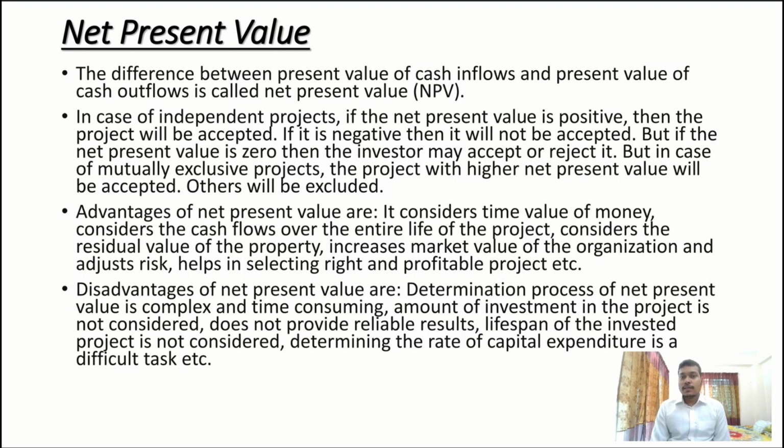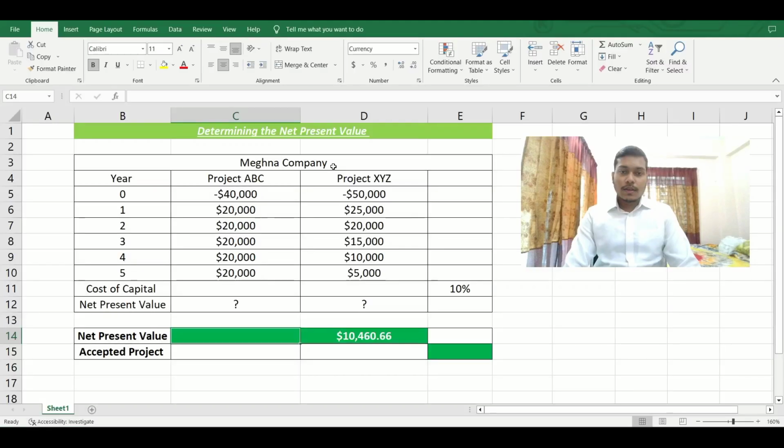Let's move to the Excel sheet to see a practical example of calculation of net present value. Here, Meghna Company has two projects, Project ABC and Project XYZ. The initial investment or the cash outflow of Project ABC is $14,000 and Project XYZ is $15,000, and from year 1 to year 5, these are the cash inflows of Project ABC and these are the cash inflows of Project XYZ. The cost of capital is given 10%.